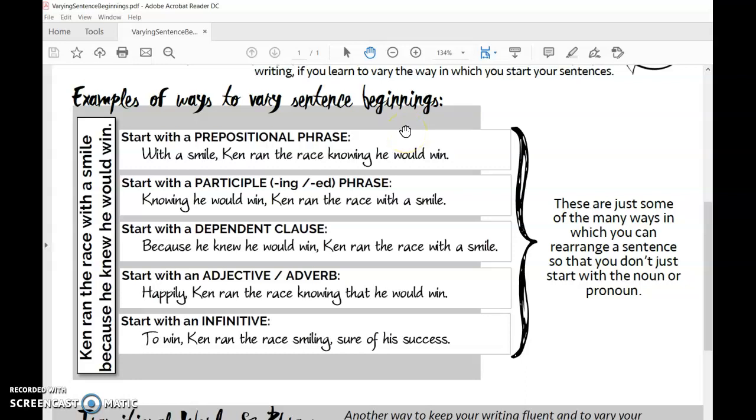So you could do it with a prepositional phrase, which you all know. When you start with a prepositional phrase, you would put a comma after it. With a smile, comma, Ken ran the race knowing he would win.